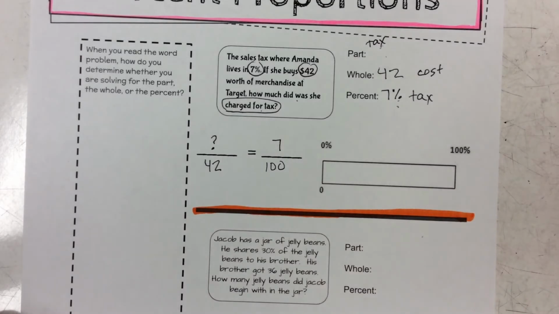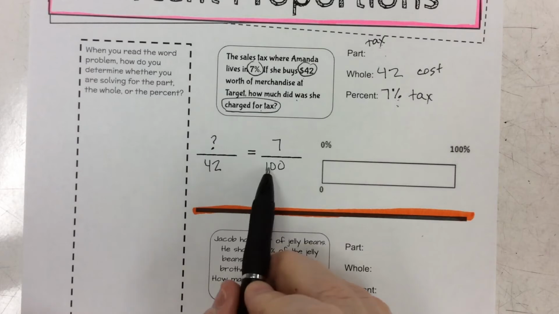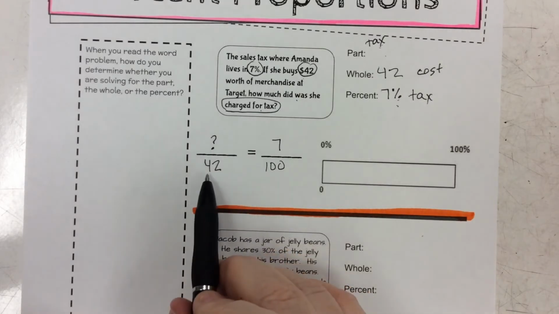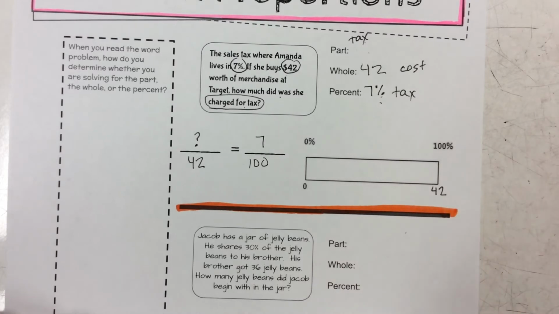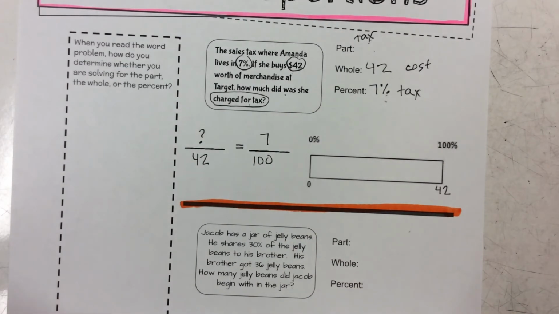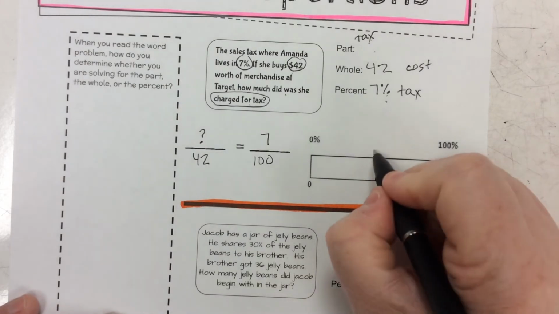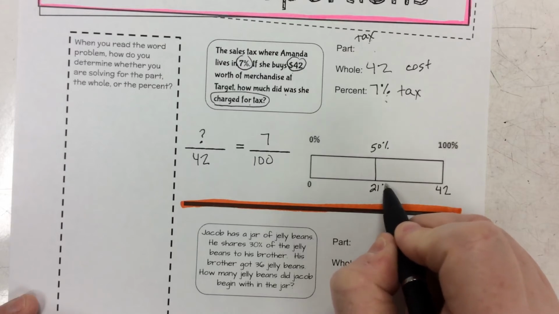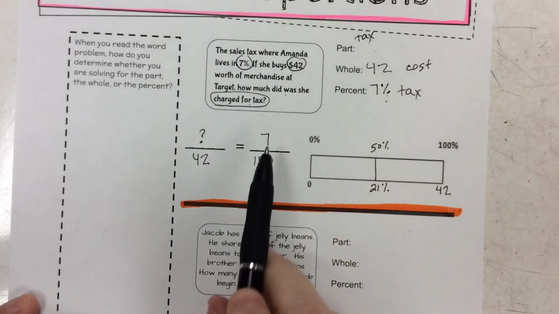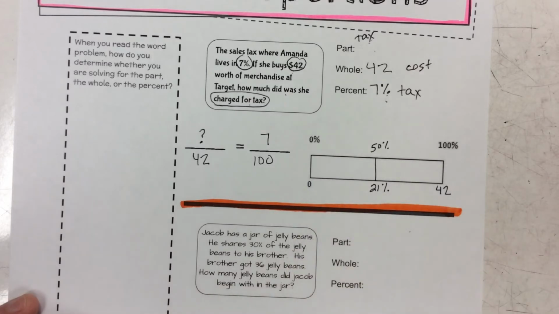Okay, we're going to set this up for a second because it's going to get a little tricky, okay? The bottom row represents 100%. This is your whole amount. So $42 is the whole cost before tax, okay? Now, let's narrow this down and let's say 50% would be $21. All right. Well, we're going to be at 7%. We're going to be way over here, even smaller, aren't we?